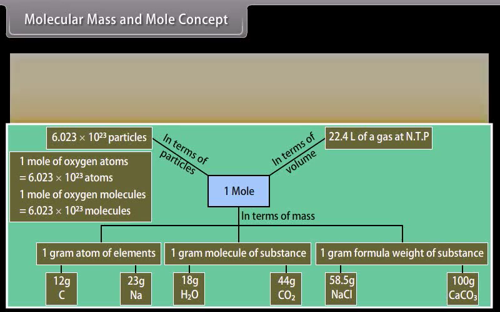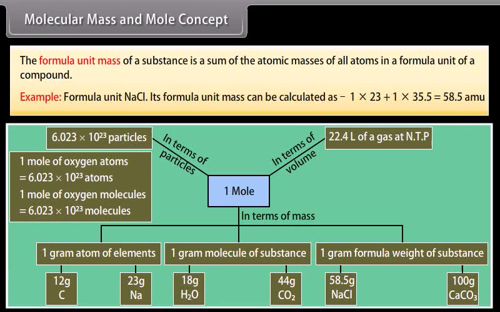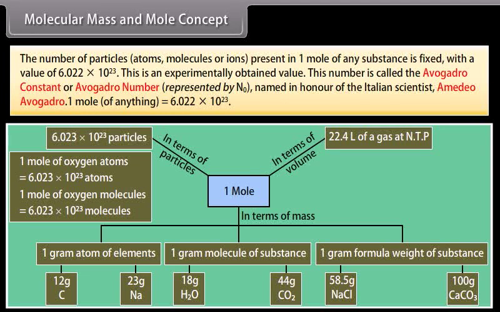The formula unit mass of a substance is the sum of the atomic masses of all atoms in a formula unit of a compound. Example, for the formula unit NaCl, its formula unit mass can be calculated as 1 times 23 plus 1 times 35.5, which equals 58.5 units.